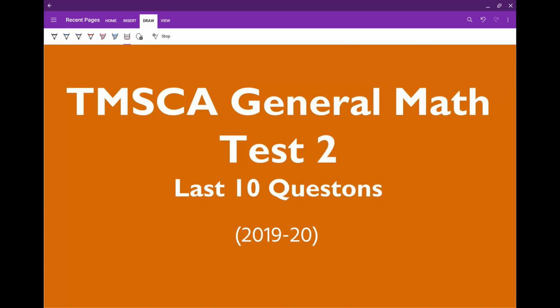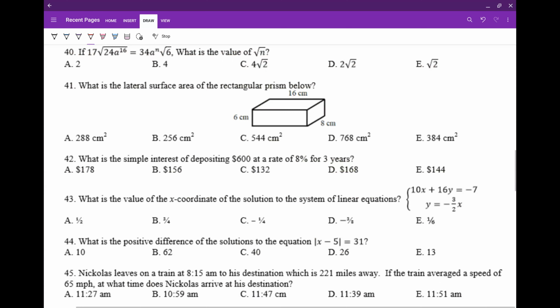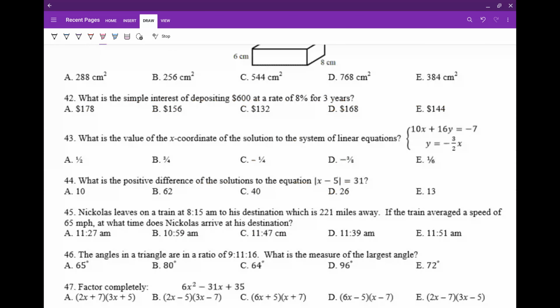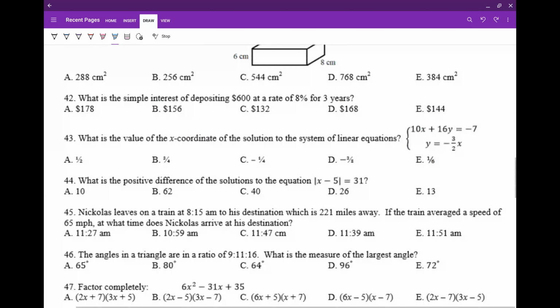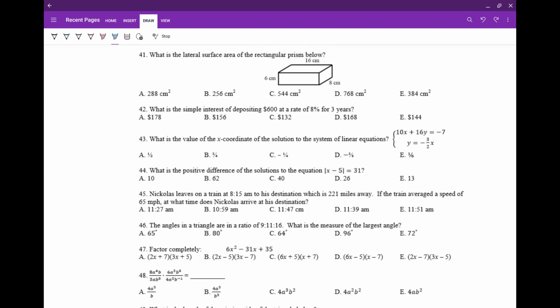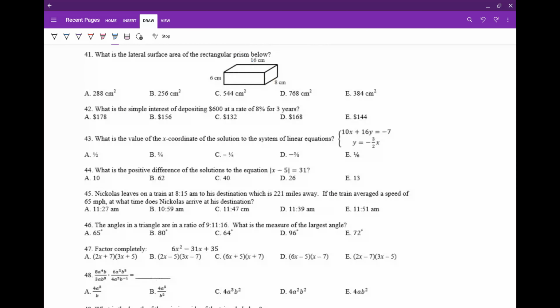Now let's go on to question 43 of General Math Test 2. 43 is asking for the x-coordinate of the system of linear equations. This is your system. Cool. Now, first thing I see is y equals -3/2 x. Now that is really easy and it's really good for us because now we can substitute that in.